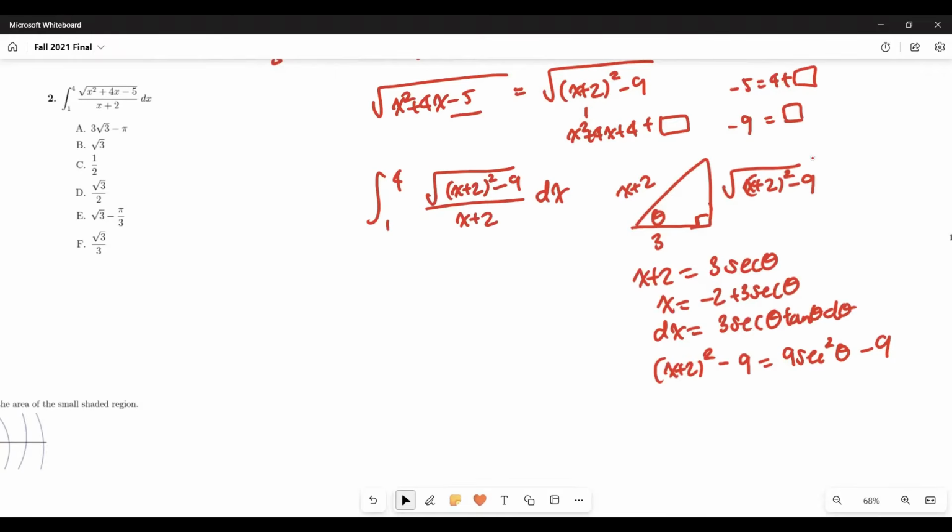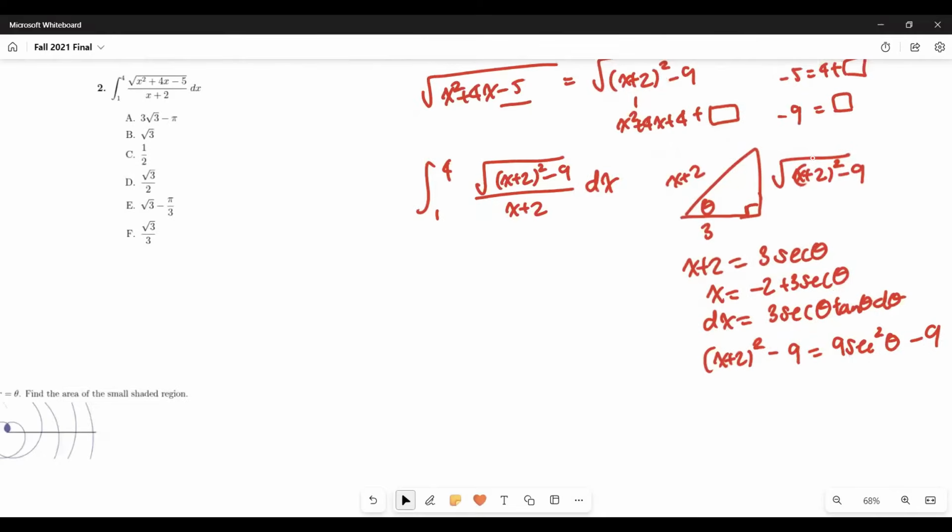And now we have to find the bound, right? So the bound would be solving for theta. If you solve for theta, secant inverse of x plus 2 is equal to theta. Plugging in x equals 1, you get theta is equal to secant inverse of 3. Oh wait, I forgot the over 3. I'll just rewrite this. Okay, so x plus 2 is equal to 3 secant theta. So x plus 2 over 3 is equal to secant theta. So theta is secant inverse of x plus 2 over 3.